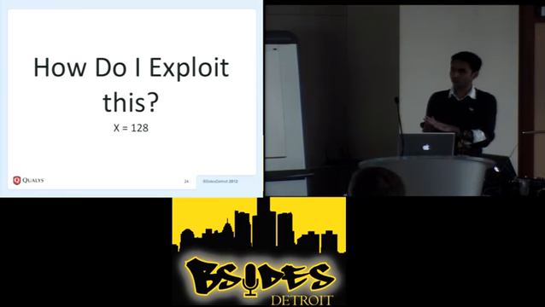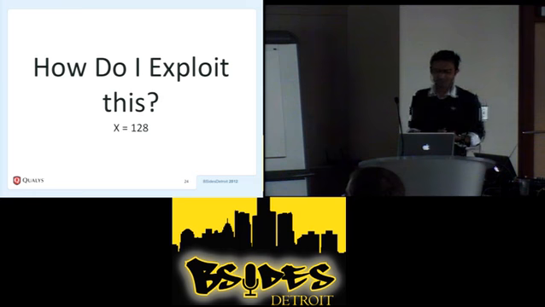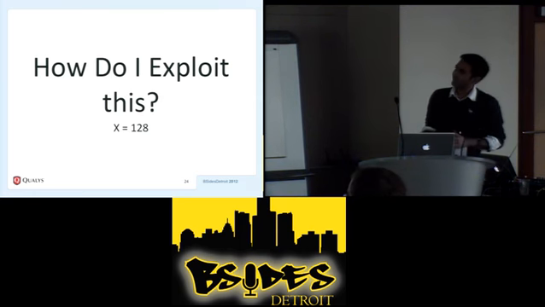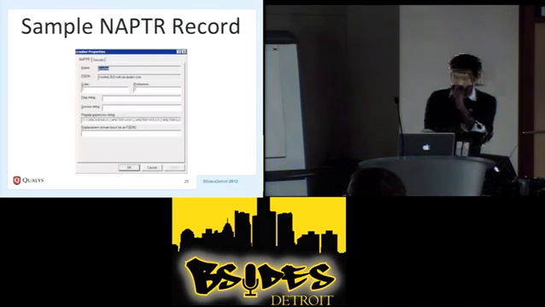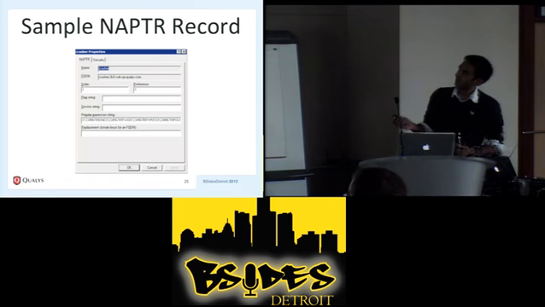At this point, we have completed our second step, where we wanted to analyze what was going on with the patch. Now let's move on to the third step, where we want to write a proof of concept for this exploit. And for that, this is how a sample NAPTR record looks.